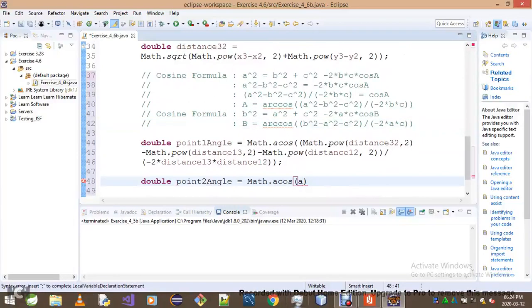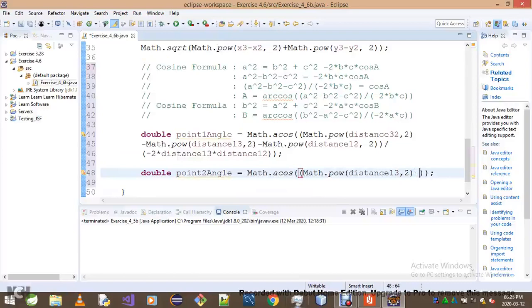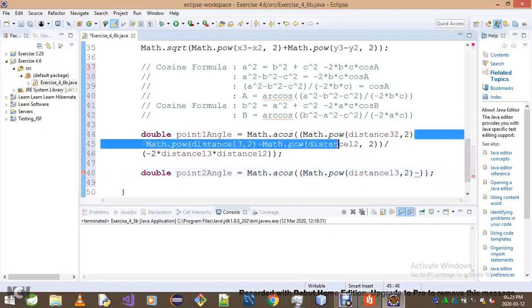So again, what is our B squared? Our B squared is given as, we said our B is distance 1, 2. So here's our B squared. I can simply copy and paste that. Oh damn, what's happening? Let me do this. So this is our B squared, and then minus A squared. So what's our A? Our A is nothing else but the distance 2, 3. This is it right here, 3, 2, amen.